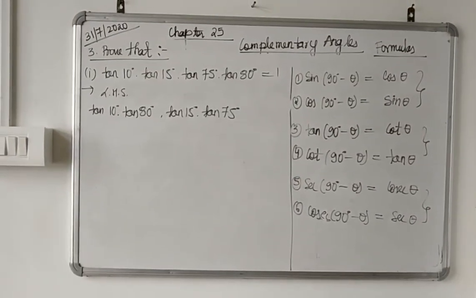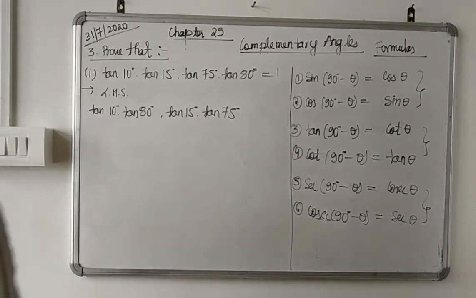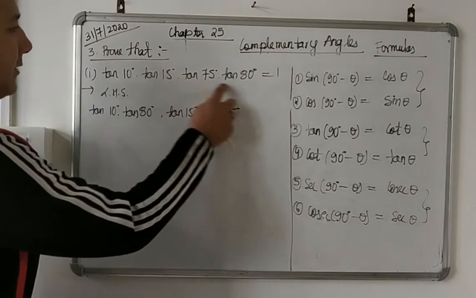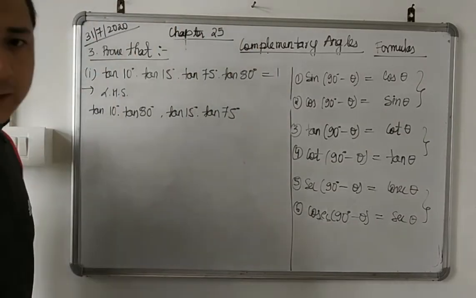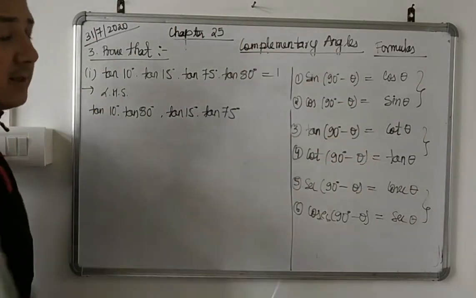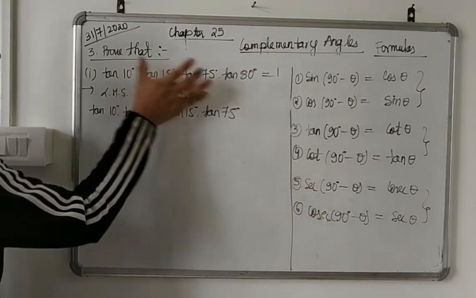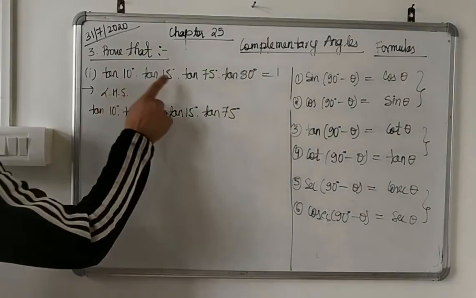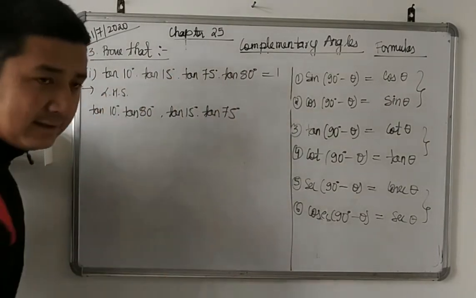Alright, so let's move ahead. Next question I'm taking is number 3, part 1. Prove that or show that left hand side is equals to 1. Okay, left hand side is equals to right hand side, that is 1. Okay, now first you take the left hand side. You take the left hand side first. Okay, so left hand side out here is tan 10, tan 15, tan 75, tan 80, right?